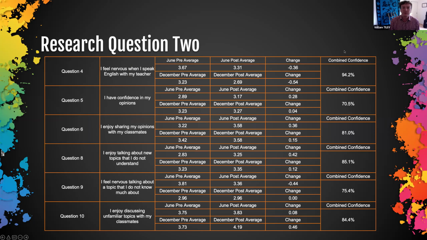Research question 2, this was dealing with confidence and self-expression. And again, I think you can see that the confidence intervals generally increased quite positively. And when using the statistical analysis, you can see that the confidence of this change is generally around 70 to 80%, even a nice little 94 thrown in there. So again, some noticeable differences in student confidence and willingness to express themselves.